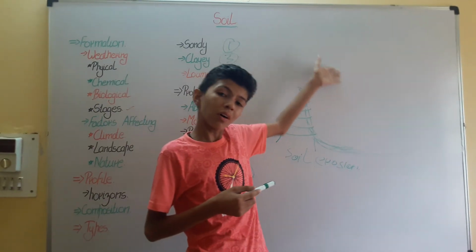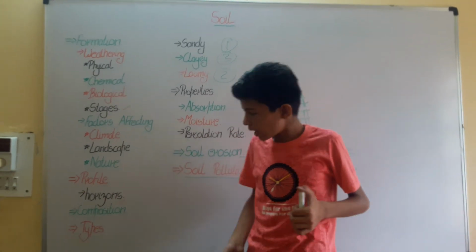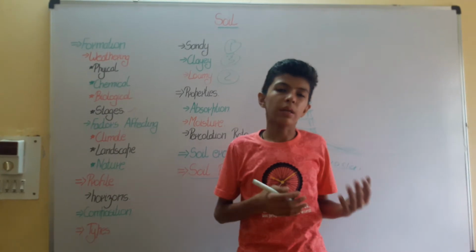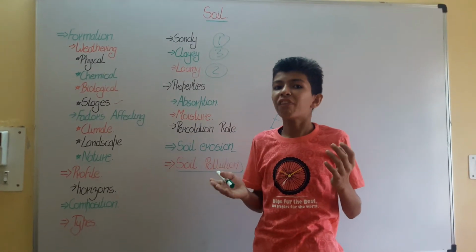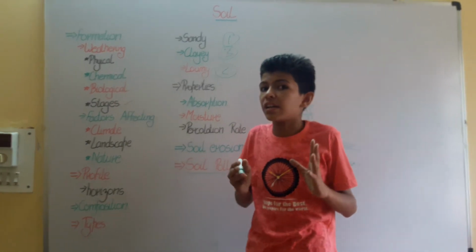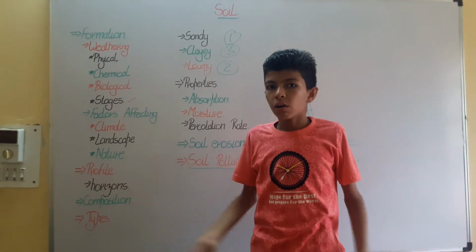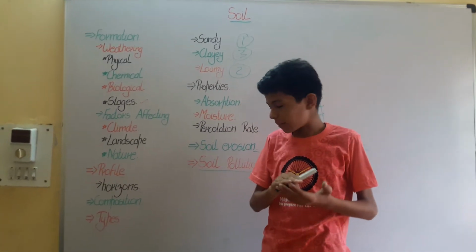Then we learned about the properties: the nutrition decreases as we go below the earth, and the size of the rocks increases as we go downwards. Then we learned about the composition: 44% minerals, 6% organic materials, 25% air, and 25% water, if we divide the whole of the soil.